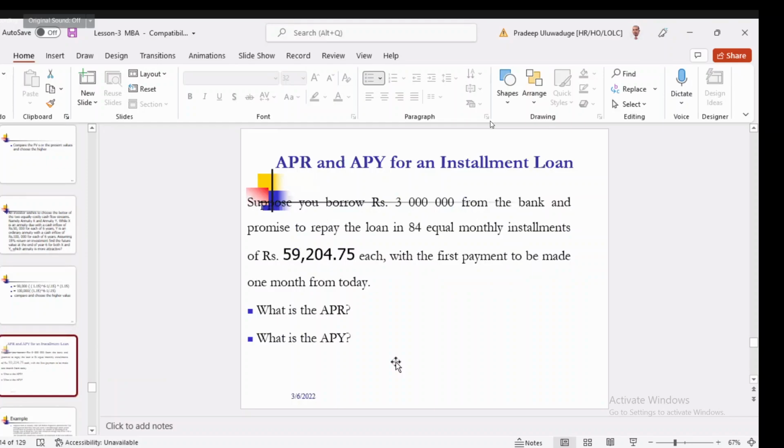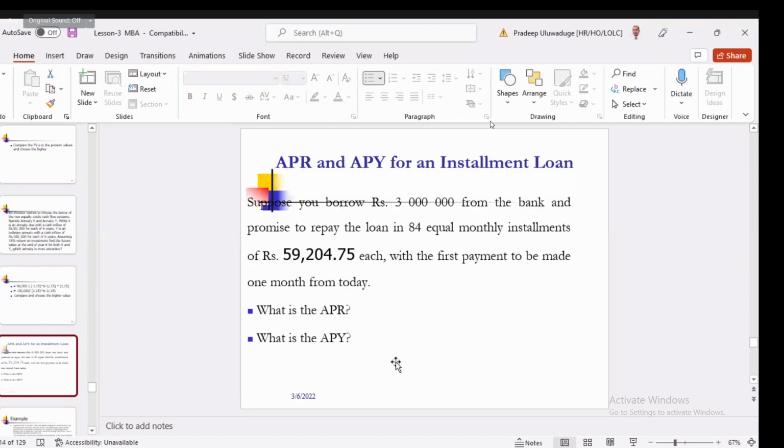Then, yes. Suppose you borrow 3 million from the bank and promise to repay the loan in 4 equal monthly installments of 59,204.75 each, with the first payment to be made 1 month from today. So, first payment to be made 1 month from today makes it an ordinary annuity. Right? So you can solve.